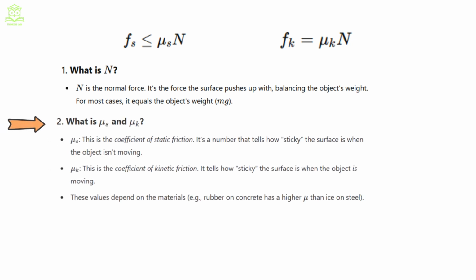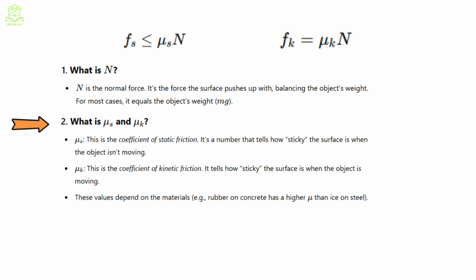Step 2. What are μs and μk? μs, the coefficient of static friction, is a number that shows how sticky the surface is when the object isn't moving. μk, the coefficient of kinetic friction, is a number that shows how sticky the surface is when the object is already moving. The values of μs and μk depend on the materials involved. For example, rubber on concrete has a higher value than ice on steel.